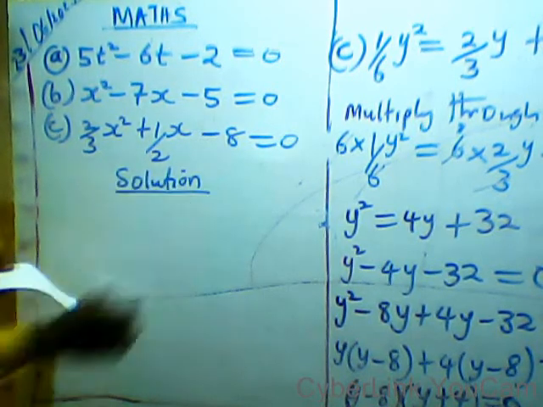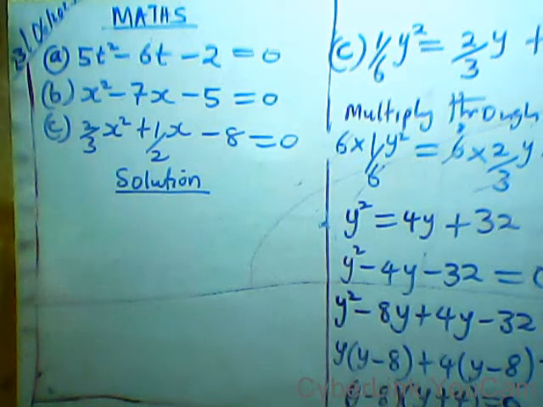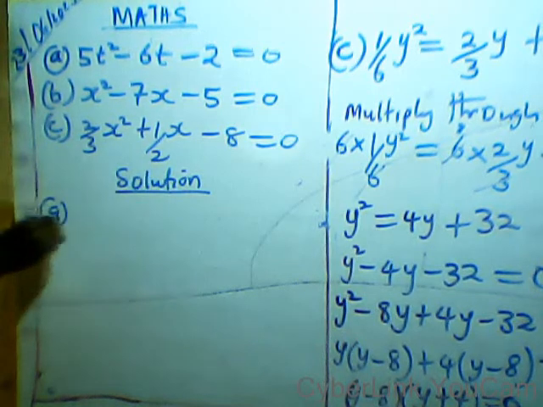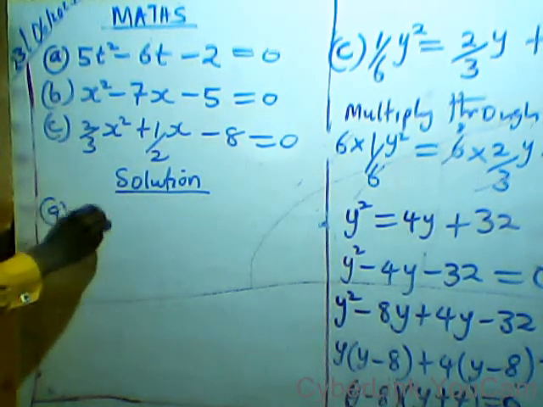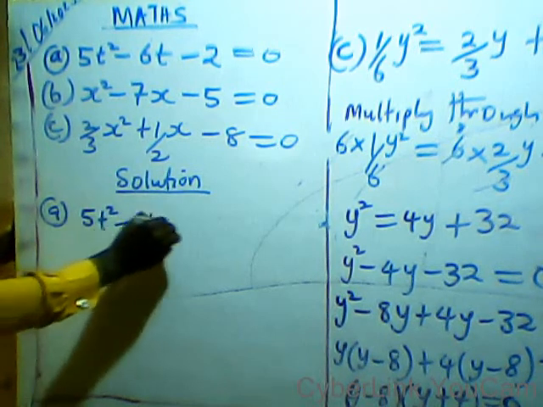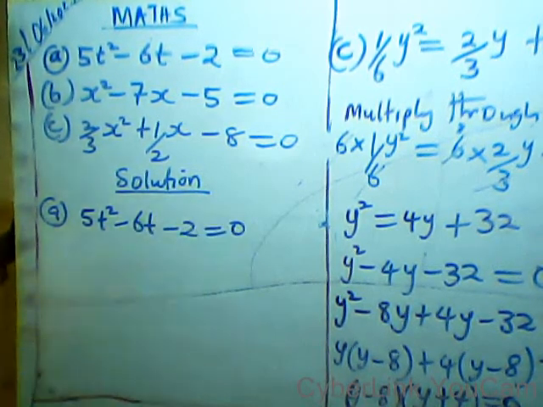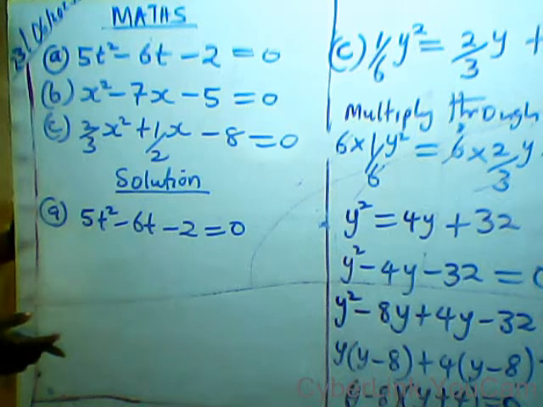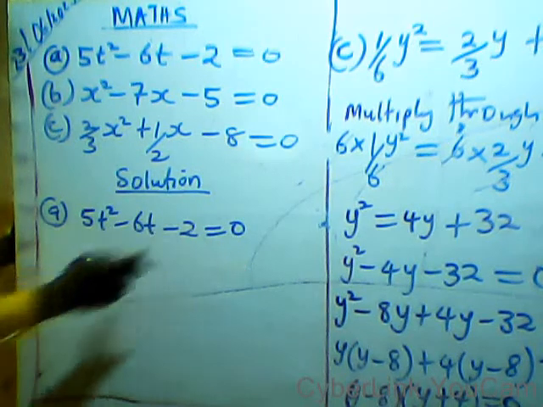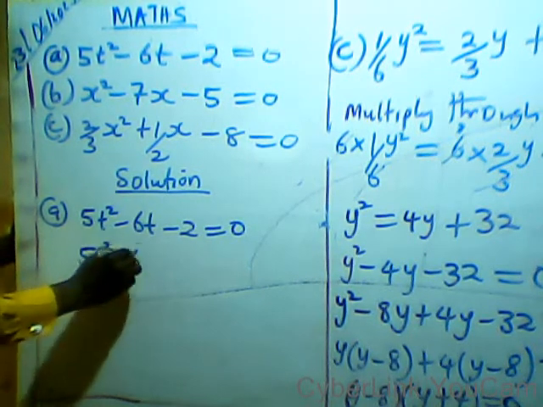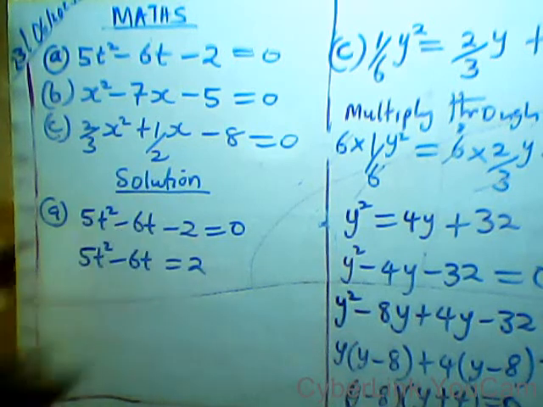Solution. Now, in completing the square method, the first step when you are solving is to transfer the constant to the other side so that you can have the two sides of the equation. This minus 2 is a constant. I will transfer it to the other side. And I'm going to have 5t squared minus 6t is equal to 2.